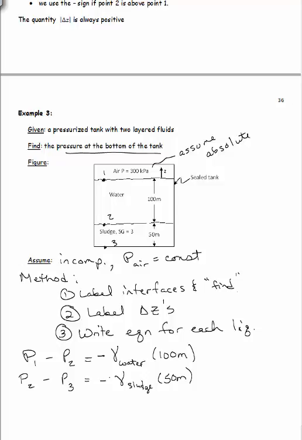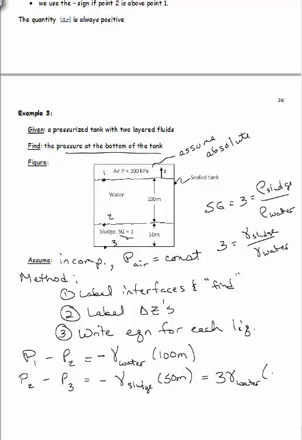Okay, now that we have this, well, before we do that, let's figure out that gamma sludge. We have gamma sludge, and up here it says SG equals 3. Well, if you remember, SG was rho of the sludge, and since that's a liquid, over rho of water. And that also means that that 3 is equal to gamma of the sludge over gamma water. All right, so we can rewrite that gamma sludge as 3 gamma water, and then times that 50 meters.